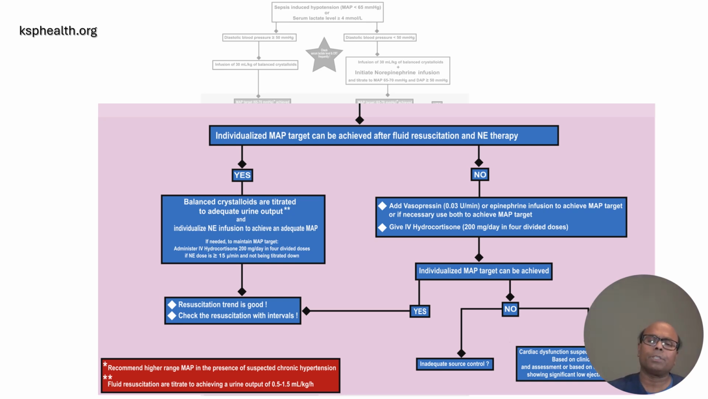In spite of all this, epinephrine, vasopressin, and hydrocortisone, if the patient is not responding, make sure the source control is good. And echo the patient, make sure there is no underlying cardiac dysfunction. If there is cardiac dysfunction, meaning ejection fraction is lower, then consider using dobutamine or milrinone in those patients.